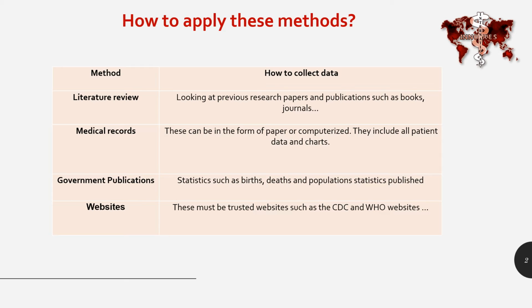Next, we have medical records. These can be paper-based or electronic, and they're all data recorded on a patient in hospital or clinic, for example. Government publications are the nationwide studies conducted and published by the government. They're mostly used for statistics, especially in the introduction part of your research paper. Websites are also very useful when writing your introduction. Global websites like the WHO or the CDC are good examples for credible websites, and in the coming videos we will be addressing how to decide which websites to use.